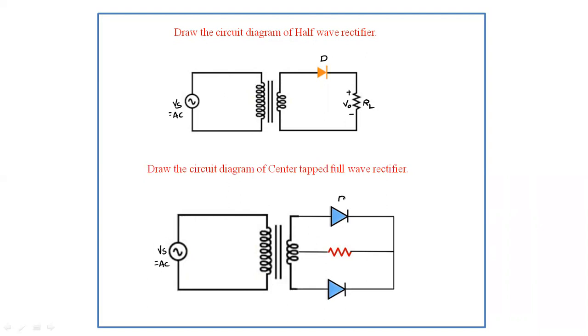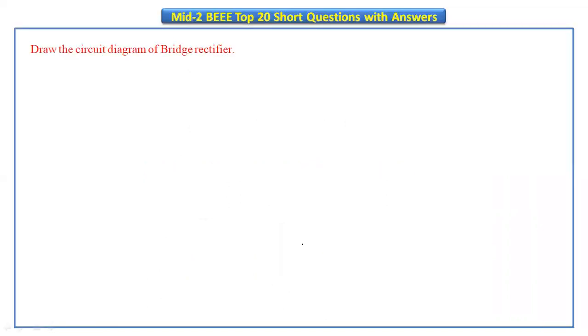It is a diode D1. It is a diode D2. It is a minus plus V0 output voltage we will measure across this load resistance. RL is a load resistance. It is a transformer primary winding, transformer secondary winding. Here we are taking the tapping at the center of the transformer. That's why it is called as a center tapped full wave rectifier.